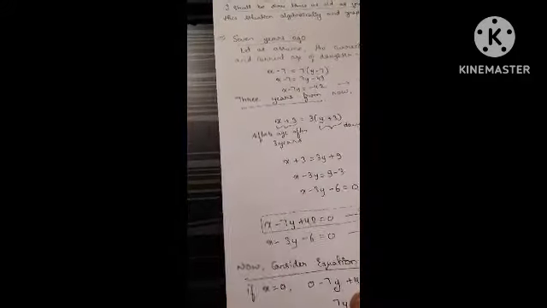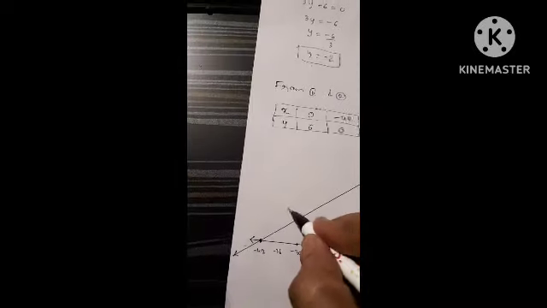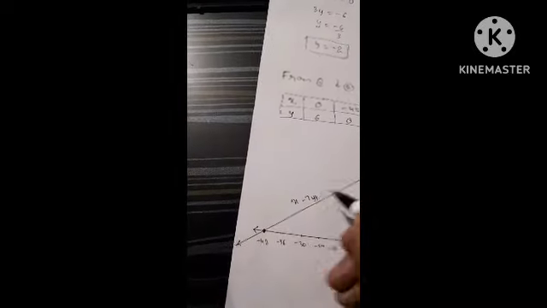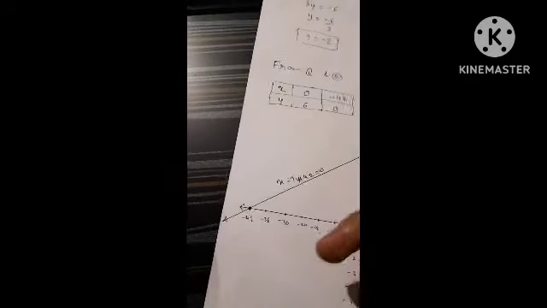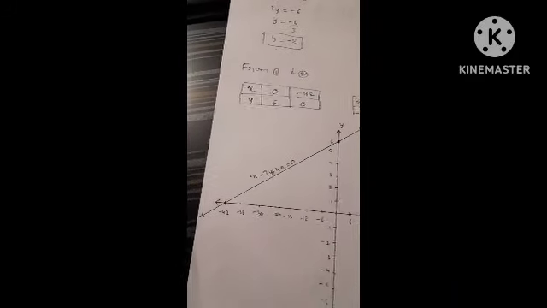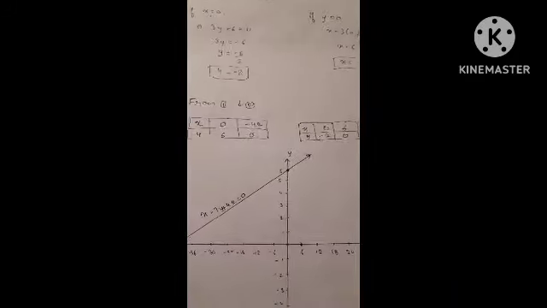After joining the line, we have to write the equation for it. So what is the equation? x minus 7y plus 42 equal to 0. Always we have to mention the equation which is formed on the line.